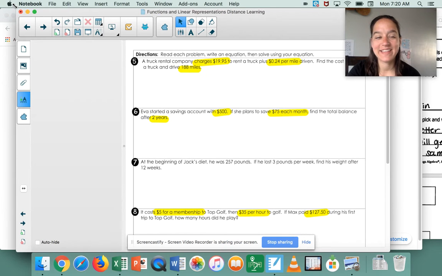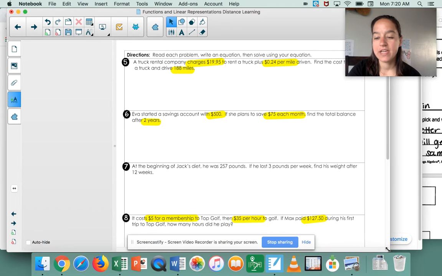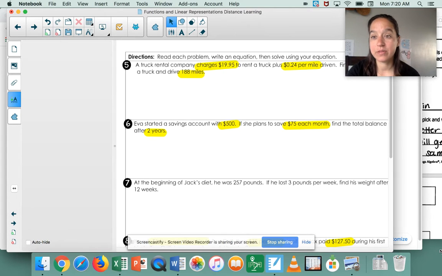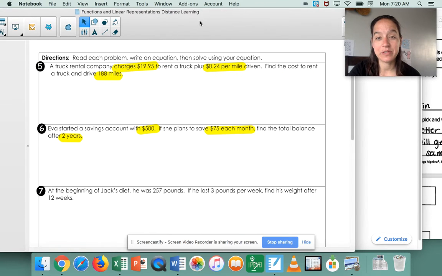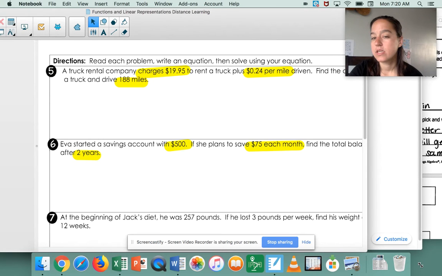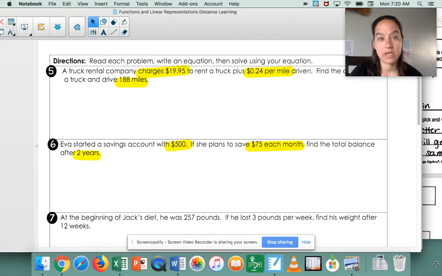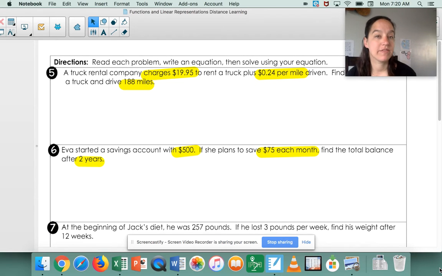Hello, everyone. So today we are going to do a little bit of a review, and we're going to add on to it. Our last lesson was about using slope intercept form to help us figure out real life scenarios. For instance, here's a couple of the problems that we did last time.